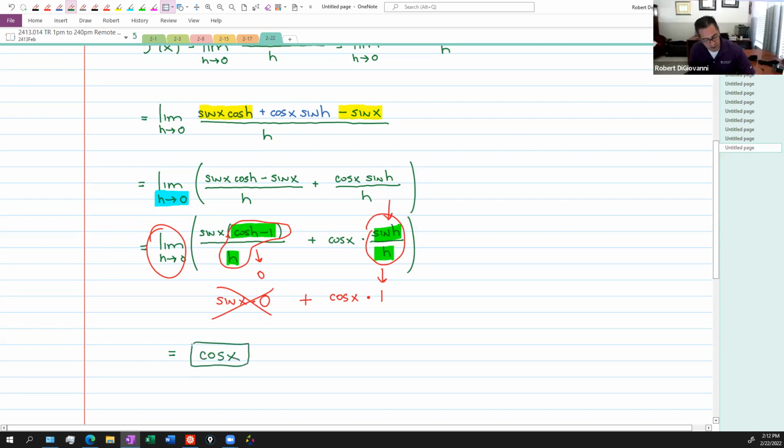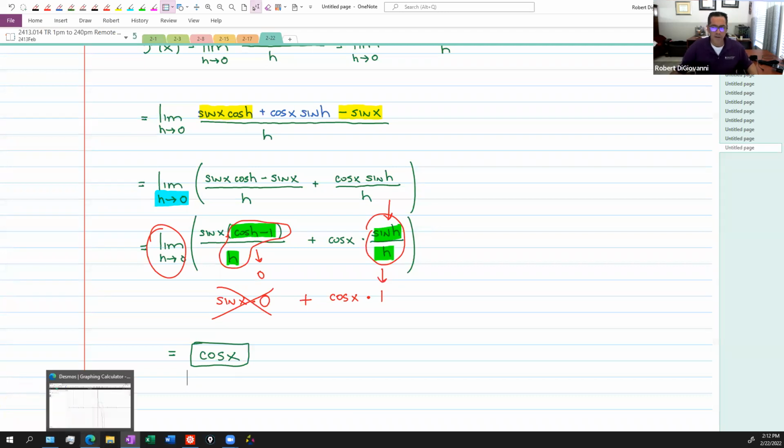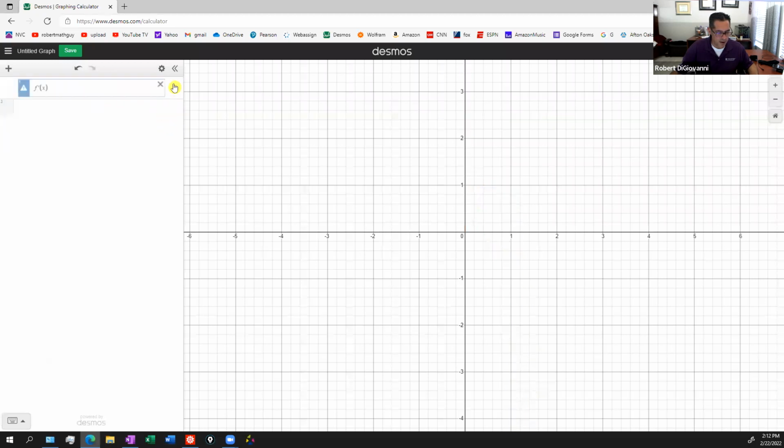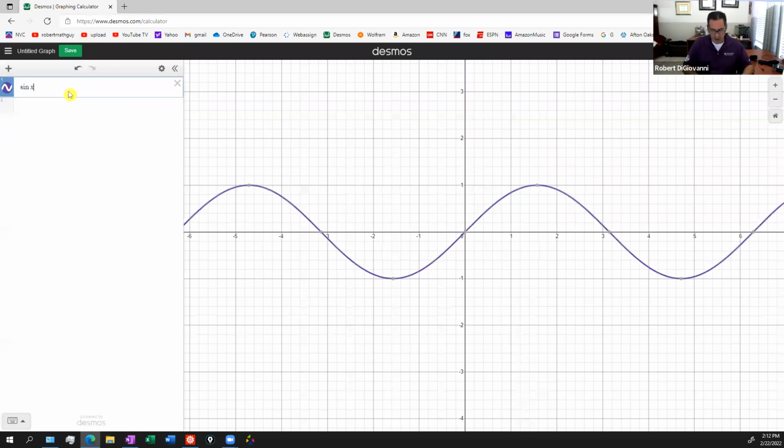Cosine of x. What? The derivative of sine of x is cosine of x? That doesn't seem like that could possibly be right. Let's see. There's sine x. Here's cosine x.